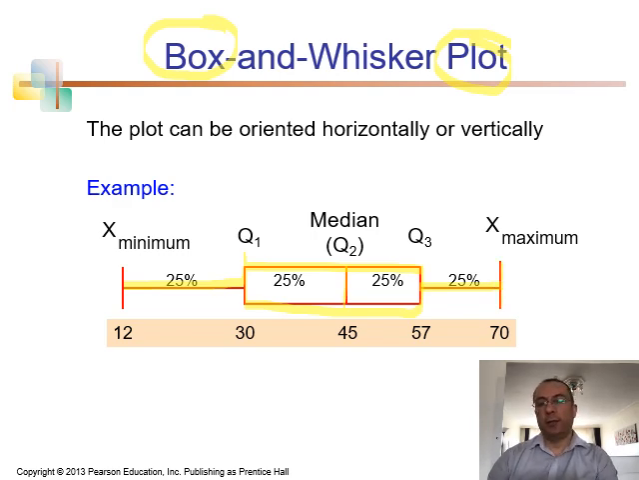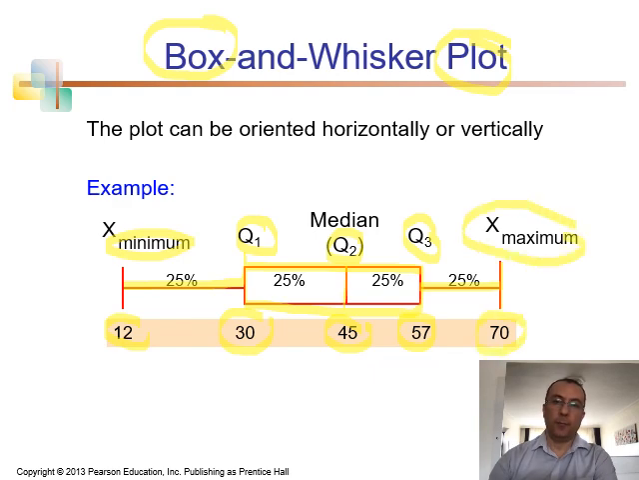Now we have data. Now we don't see it here, but we have data. The minimum is 12. That is the minimum. And Q1 is 30. Q2 is 45. Q3 is 57. And the maximum is 70. That's a box plot. This is actually a horizontal box plot. But if you shift it like this, that will be a vertical box plot.